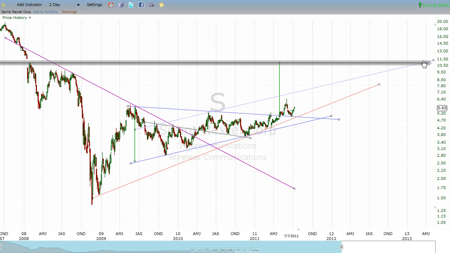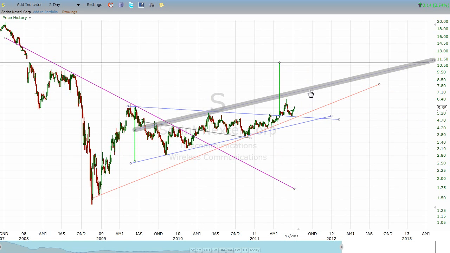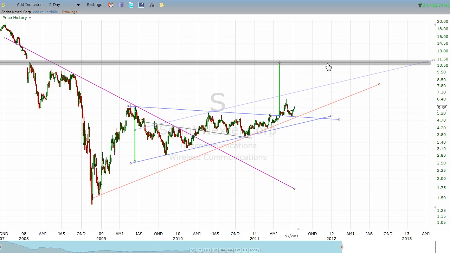I hate to say that it's going to take until 2013 for that to happen. It could. But this is the target. And who knows, maybe this thing's going to rally on up and take this out and hit this line at some point in late 2011 or early 2012. But look, that's what the lines say on the Sprint chart.